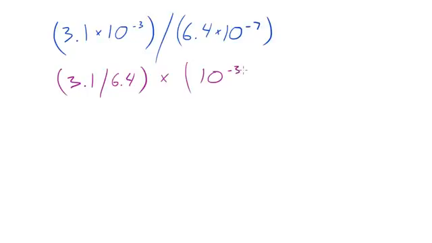So negative 3 minus, this is going to look weird, negative 7. I might want to surround those by parentheses. So negative 3 minus negative 7. Let's figure out each side of these. 3.1 divided by 6.4 equals 0.484 times 10 to the negative 3 minus negative 7. So what we're basically doing is saying, alright, negative 3 plus 7, so it's 10 to the fourth.